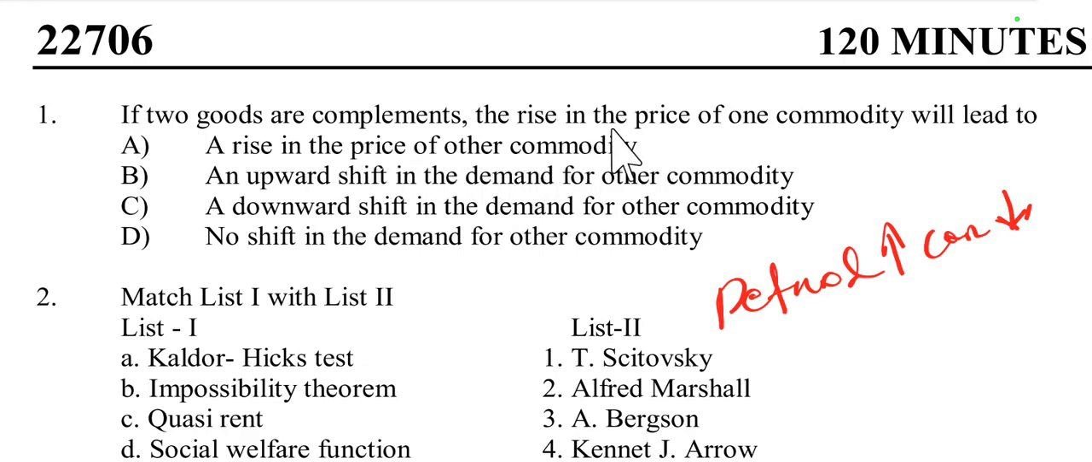If the price of one commodity rises, does the price of the other commodity rise? No, false, we cannot say that. An upward shift in the demand for the other commodity? No. A downward shift in the demand for the other commodity? Yes, this is the right option. No shift in the demand curve? No. So if the price of petrol rises, then the demand for the other commodity, like a car or a bike, falls, because both are complementary to each other. If one price rises, the other's demand falls. So the demand for the other commodity will shift downward. So option C is the right option.